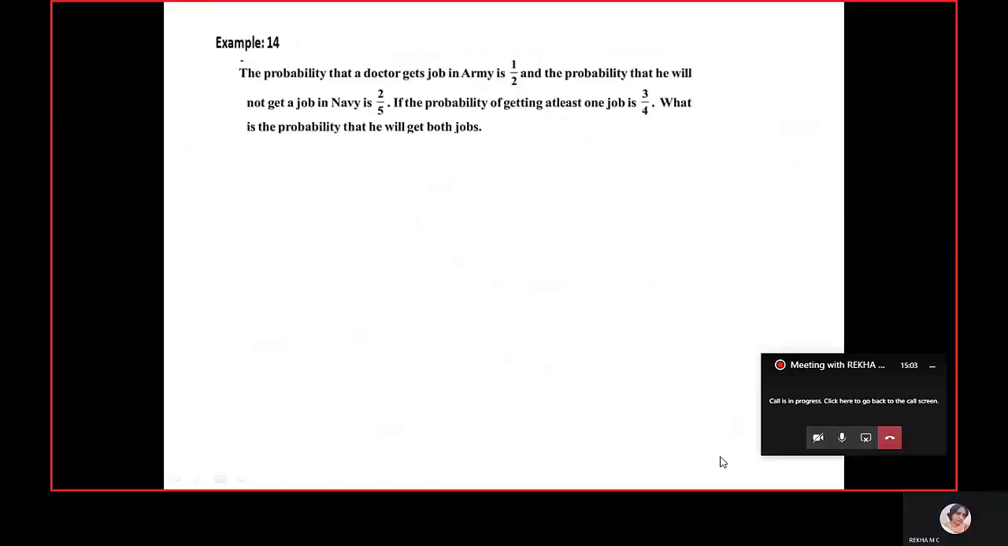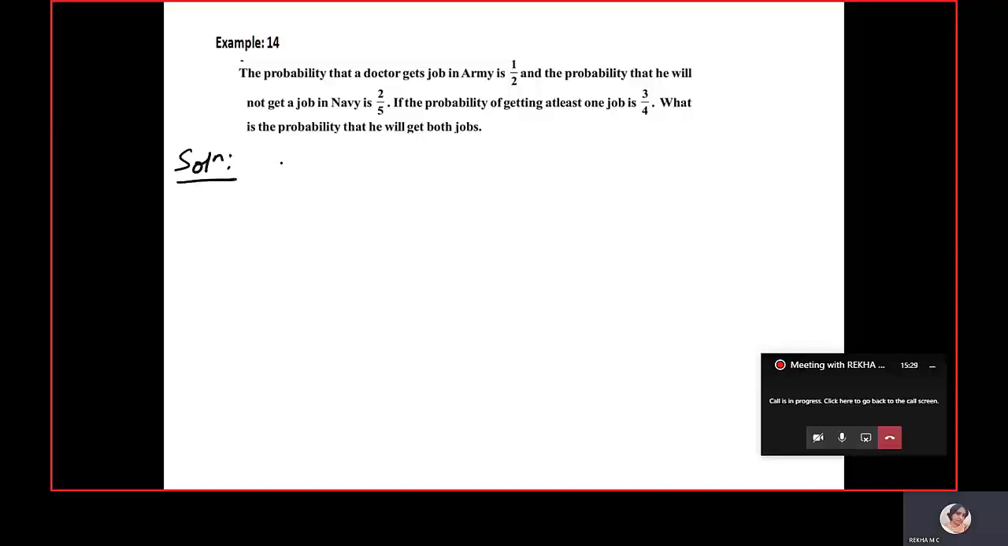Next question. The probability that a doctor gets job in army is 1 by 2, and the probability that he will not get a job in navy is 2 by 5. If the probability of getting at least one job is 3 by 4, what is the probability that he will get both jobs?